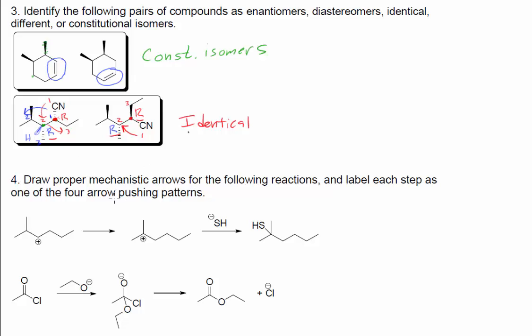Here we're asked to draw mechanistic arrows and label each step. So here we have what appears to be a rearrangement. The cation is secondary right here, it's tertiary right here. So we need to draw this hydrogen and use it properly. Make sure that your arrow comes from the CH bond and is pointed directly at the cation. There's no other way to draw this rearrangement.